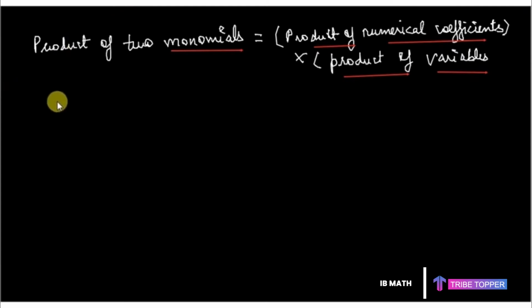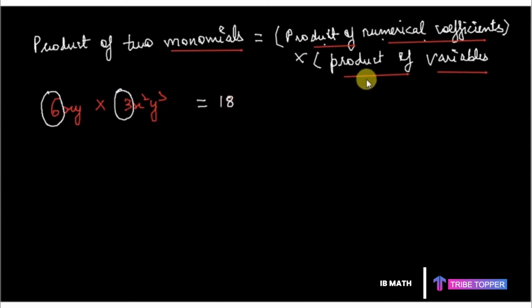Like I have a monomial, say 6xy, and I have to multiply this with another monomial which is 3x squared y cube. So for this, what will I do? As I have written here, this is the product of two monomials. So the product of numerical coefficients. The numerical coefficients are 6 and 3, known as coefficients. So 6 times 3 is 18.